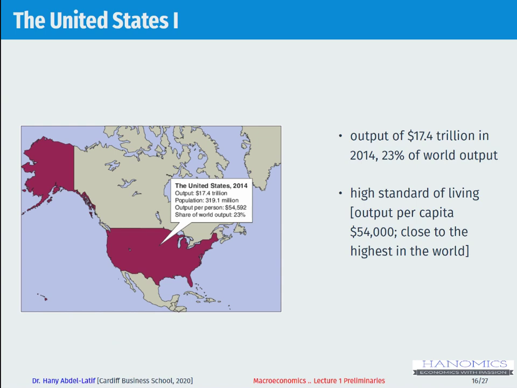Looking at the United States, as I said, the largest economy in the world, it produces nearly 23% of the world output. And that explains how large that economy is. Of course, we said before, higher GDP is likely to be associated with higher income, and higher income means a higher standard of living. That's exactly the case in the United States.